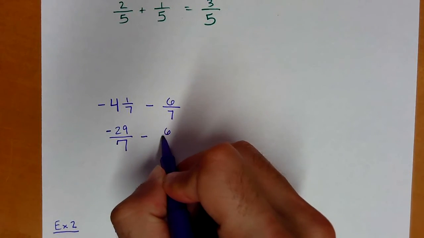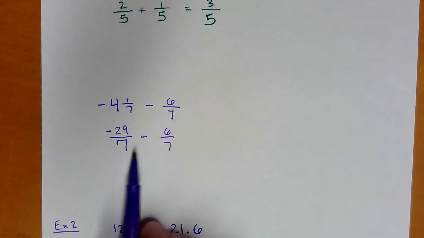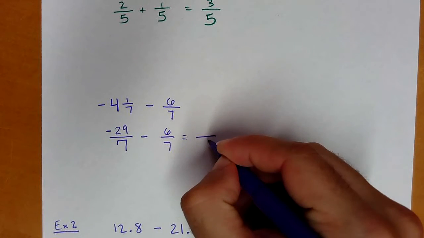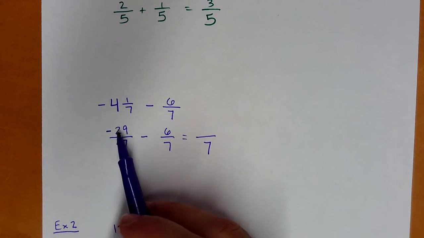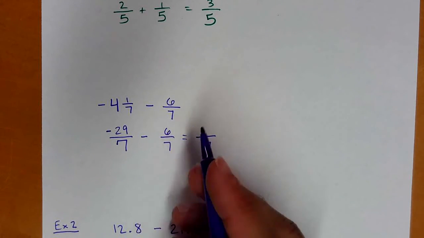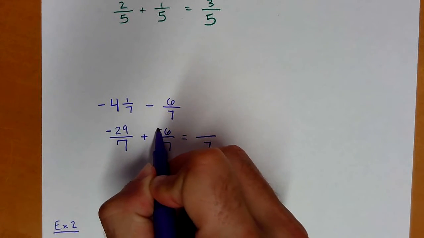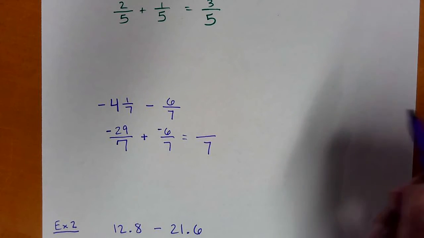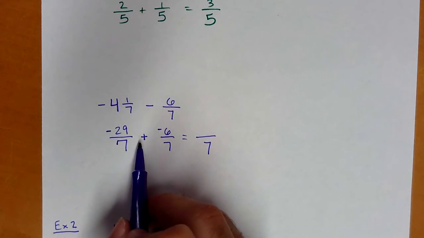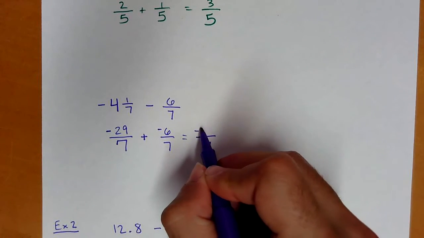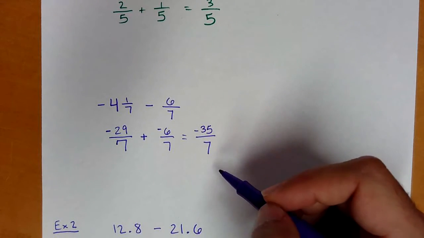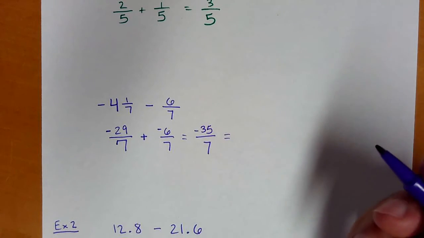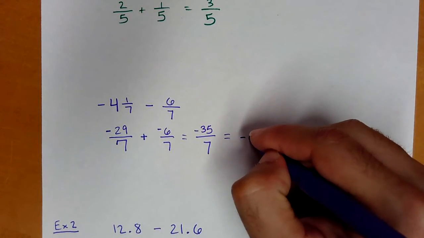Take away 6/7. I have a common denominator, so I am good to go. So 7 is my denominator, and I do negative 29, take away 6. I'm going to change this to add a negative 6 just to help me out. That's going to give me negative 29 plus negative 6, which leaves me with negative 35. This simplifies, negative 35 divided by 7, to negative 5.